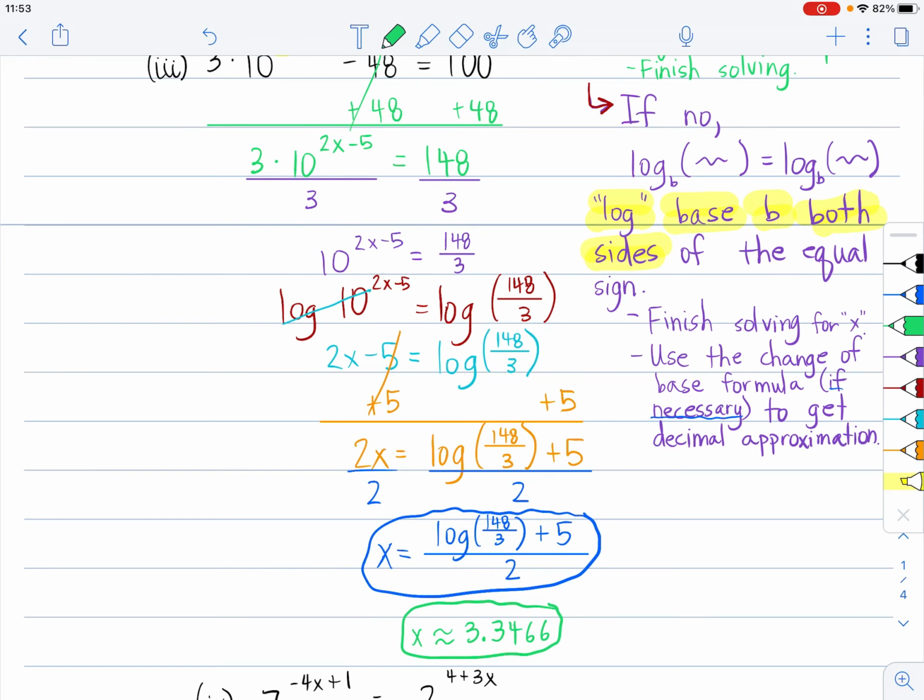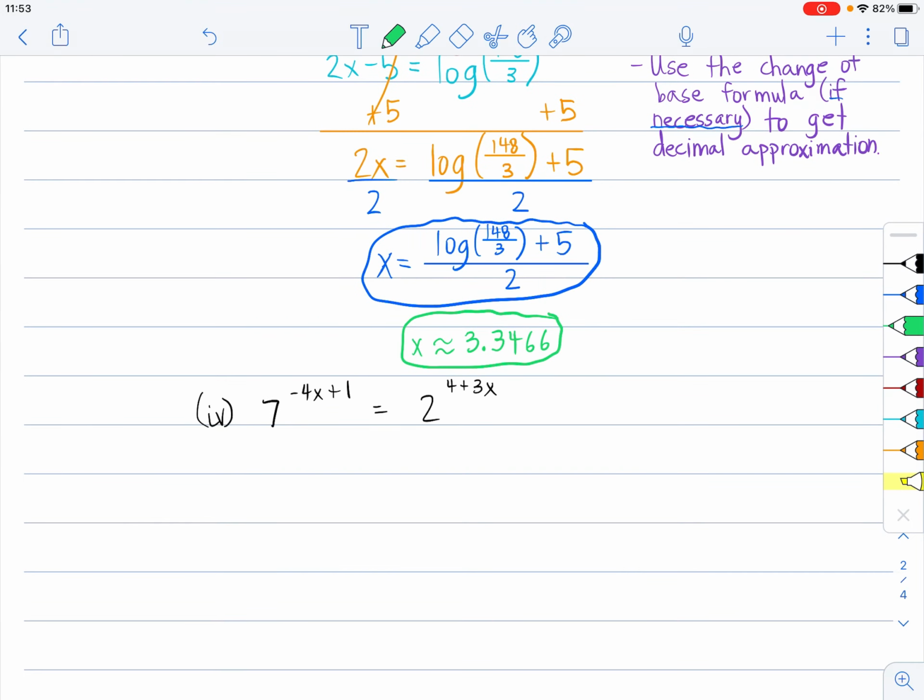Okay, next. Type 2 of our exponential equations. Type 2 is when more than one guy has an x in the exponent. Now, there are two types of type 2. More than one guy has an x in the exponent.